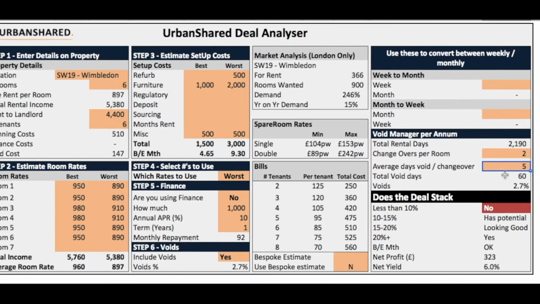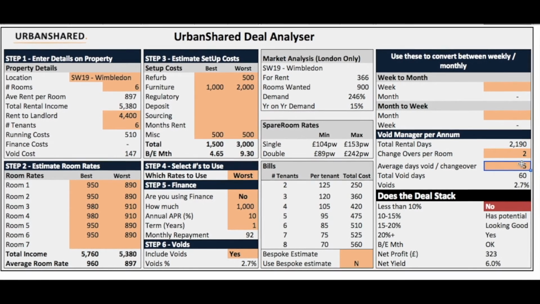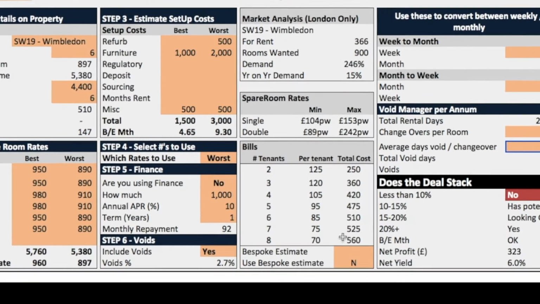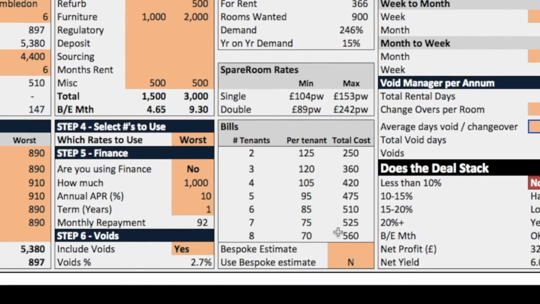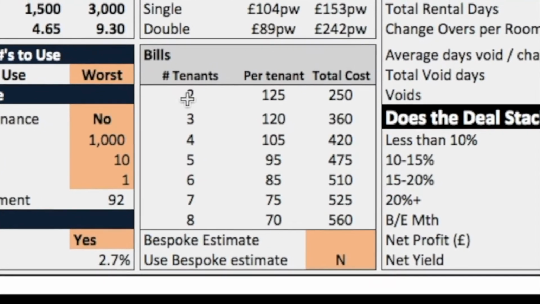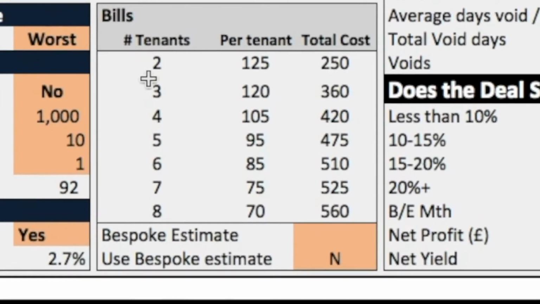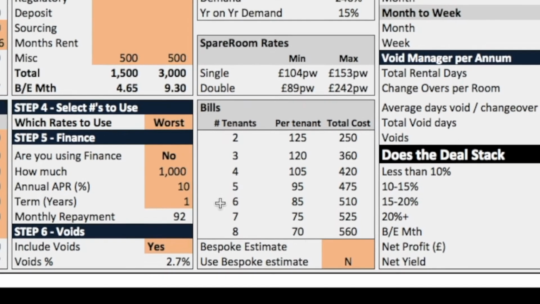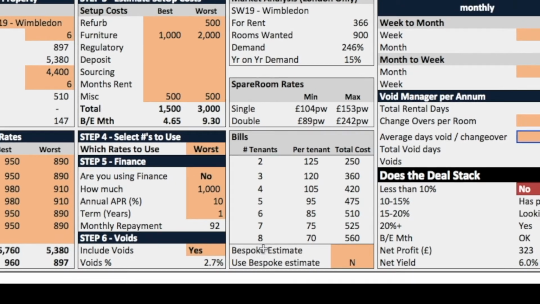But that would be a safe calculation to use. And then if we jump into this section here, this is bills. This is how much the property costs to run on a monthly basis. These estimates here show us cost per number of tenants. This is based on a fair amount of data that we've accrued over time. But if this doesn't work for you, you can use a bespoke estimate.